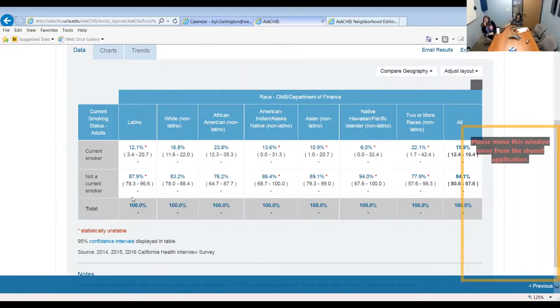So for the Latino population, this gives us an idea. It is not a stable or statistically representative estimate. We do have enough power for our African American and our white non-Latino populations. For the other races and ethnicities, we are getting statistically unstable estimates.